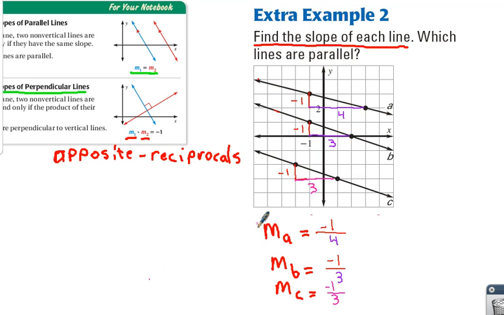Line A does not have an equal slope to B or C, but B and C appear to have the same slopes. So we can write, line B is parallel to line C.